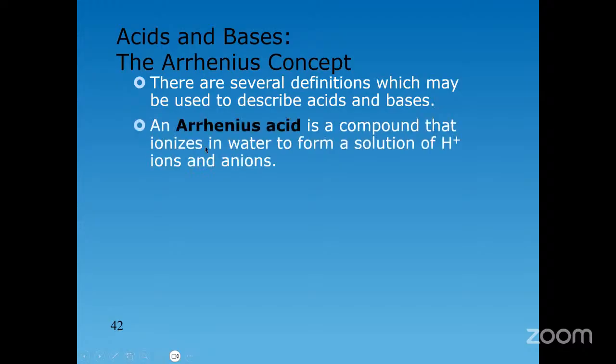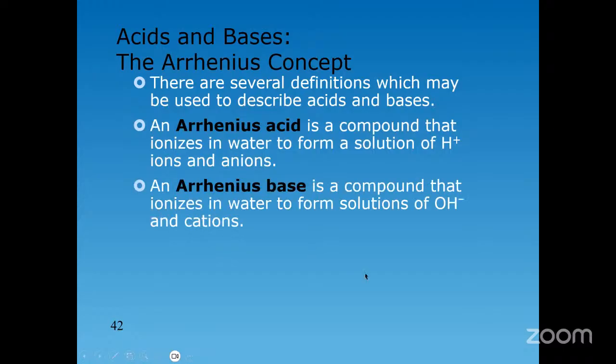And according to Arrhenius, an acid is a substance which, when added to water, produces hydrogen ions and an anion, all right? So that's what an acid is, according to Arrhenius. And then according to Arrhenius, a base is a substance which, when added to water, ionizes and produces hydroxide ions in solution and some cation being formed also, all right? So that's the definition of the Arrhenius acid and Arrhenius base.